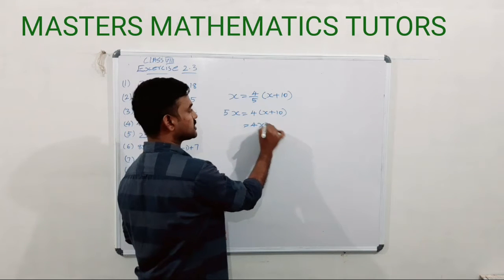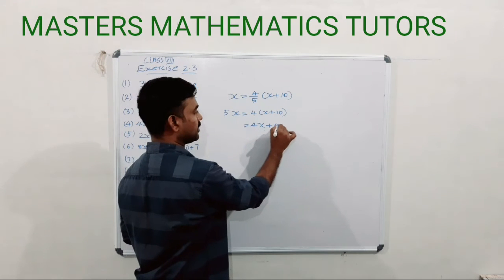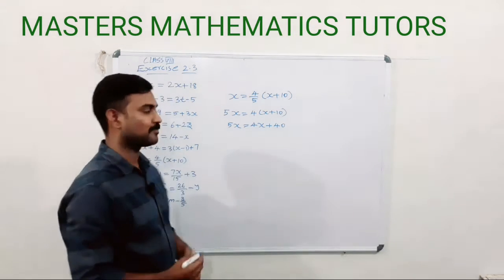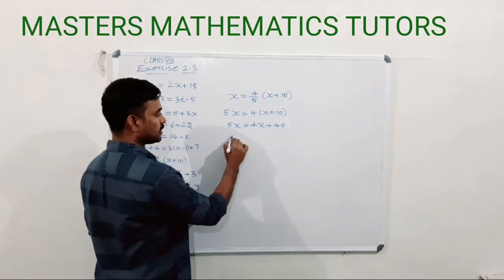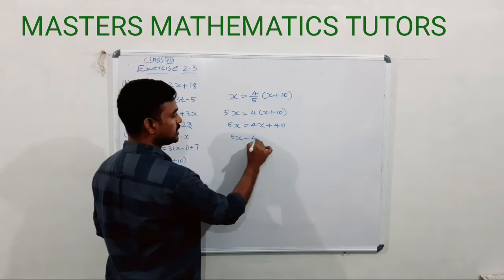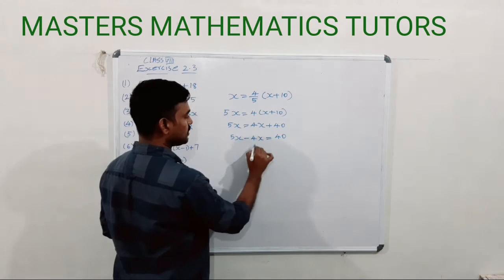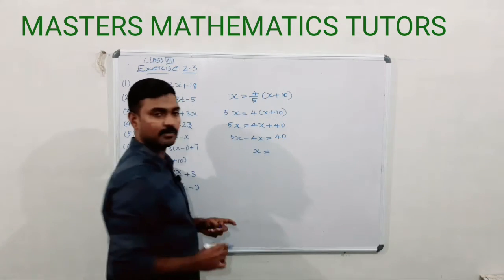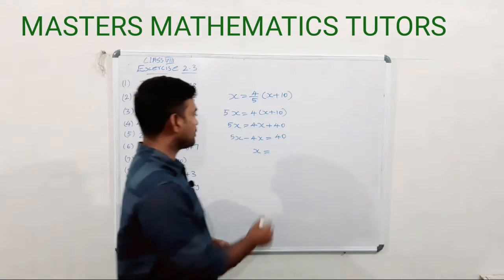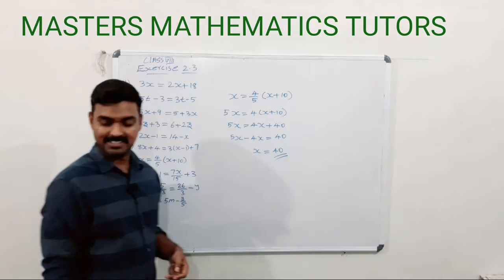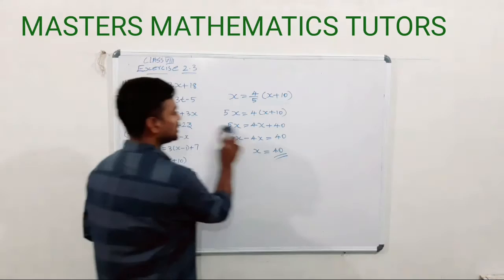To remove the bracket we can multiply 4 inside the bracket. So we get 4x and 4 into 10 40. So we get 5x is equal to 4x plus 40. Now this 4x bring to left side. It will become minus 4x plus 40. That means 40. 5x minus 4x is equal to 1x. 1x means we can write x. So we get the answer x is equal to 40. Clear? Yes. Now we are going to next question.